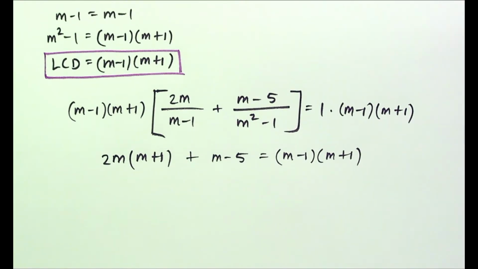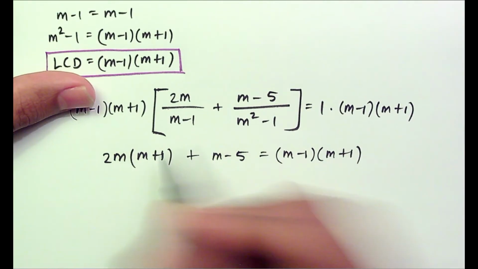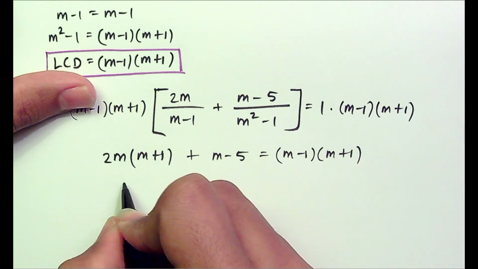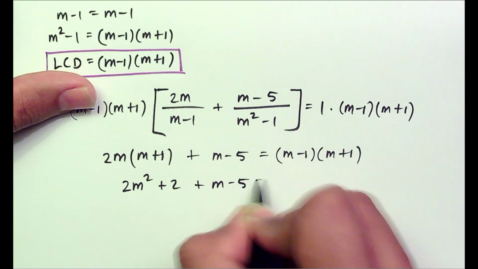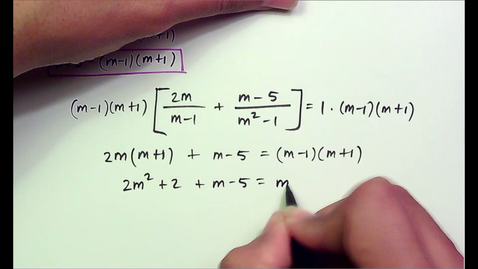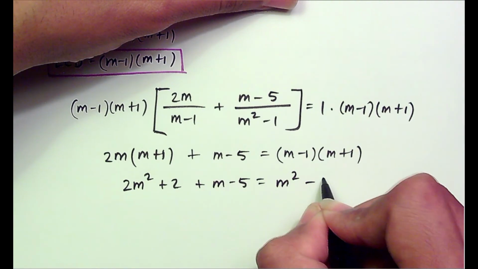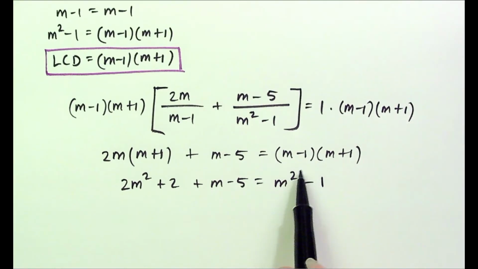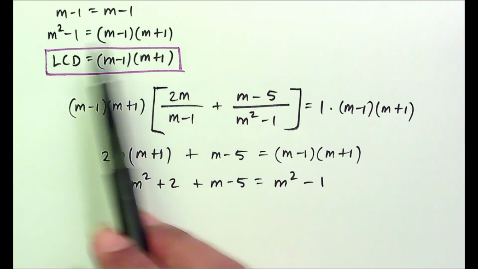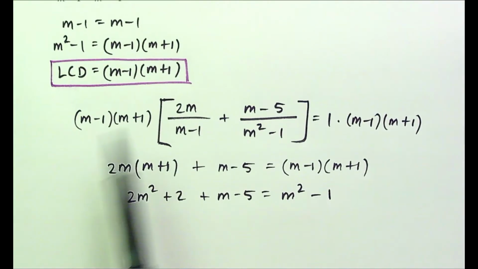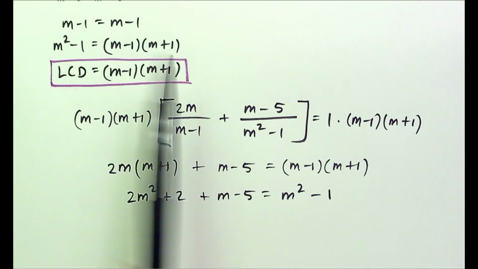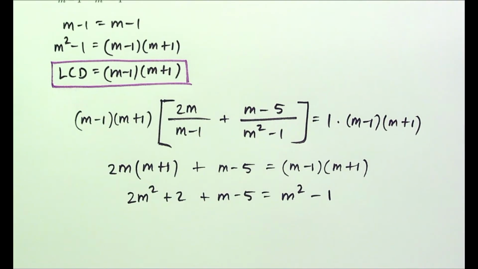All right, now we're going to solve this equation. So get the m's out of those parentheses. Distribute here. This is 2m squared plus 2 plus m minus 5. Distribute here. This is m squared minus 1. I'm not FOILing it because it's actually the same thing as this, which is just m squared minus 1. So why go through the trouble if you already know that when you multiply m minus 1 by m plus 1, you're going to get this. So m squared minus 1.